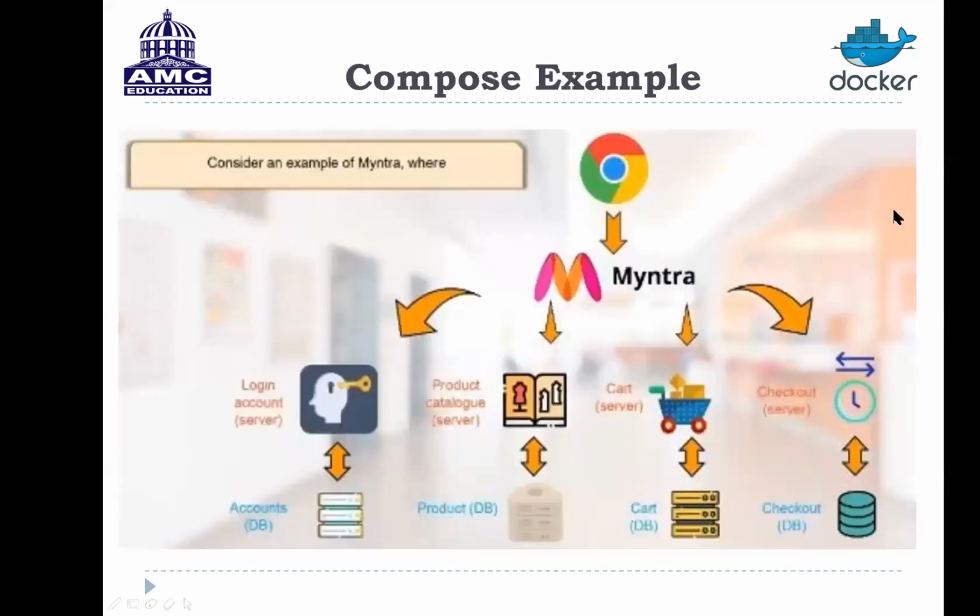As you can see here, there is one Compose example. As we discussed yesterday about online shopping, let's consider the Myntra site. Myntra, as everyone knows, is a fashion website, a competitor to Amazon. On the Myntra website in the web browser, we log in, select products, keep our choices in the cart, and then go for checkout.